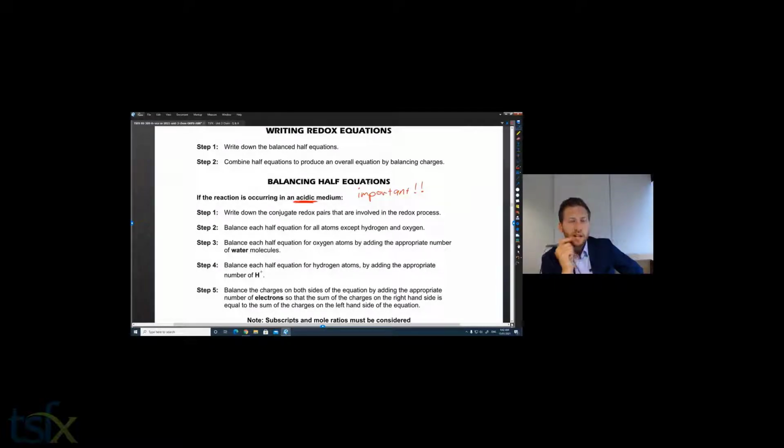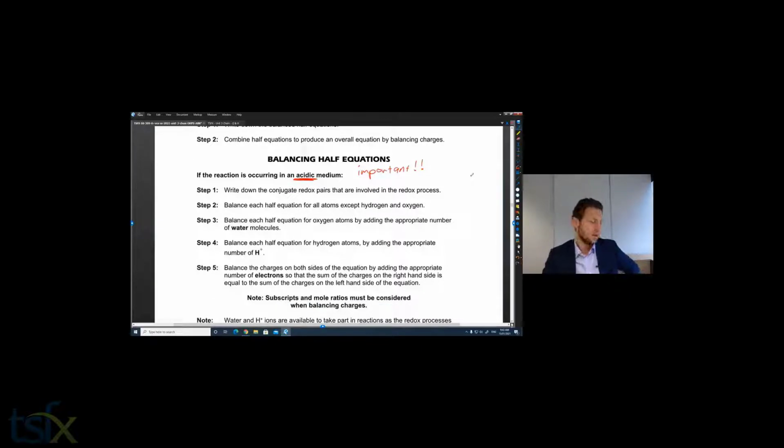You might have done it a little bit last year. If not, we're going to go through it now. And then there's also alkaline or basic medium. So we're going to go through this in a bit more detail, practice this a bit more, and then we'll do question 12, I think, as an example of each.